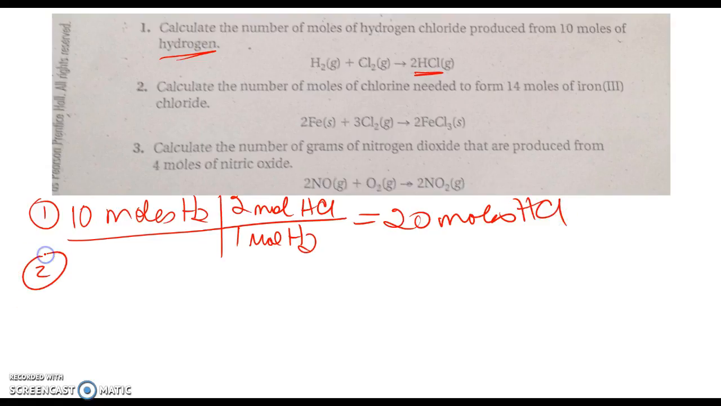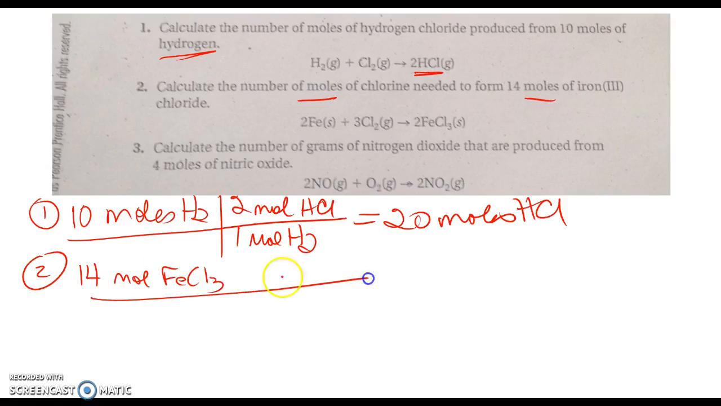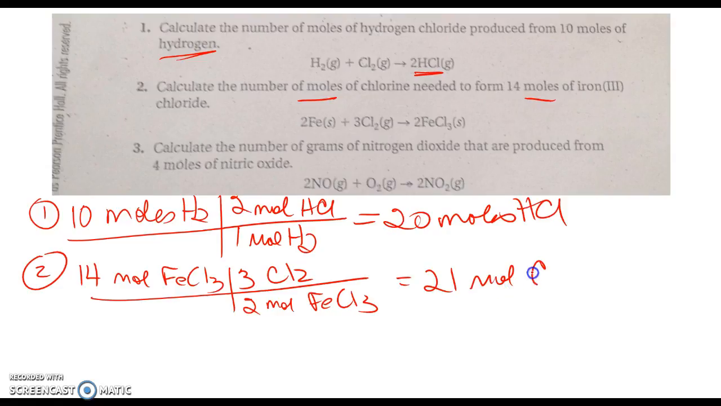All right? Now the next one, same thing. I'm going from moles to moles. So if I need to form 14 moles of that iron chloride, I'll just use the coefficients of the balanced equation. For every 2 moles of the iron chloride, I needed 3 moles of the Cl2. So if I did 14 times 3 divided by 2, that's 21 moles of Cl2 would be required to form this many moles of iron chloride.